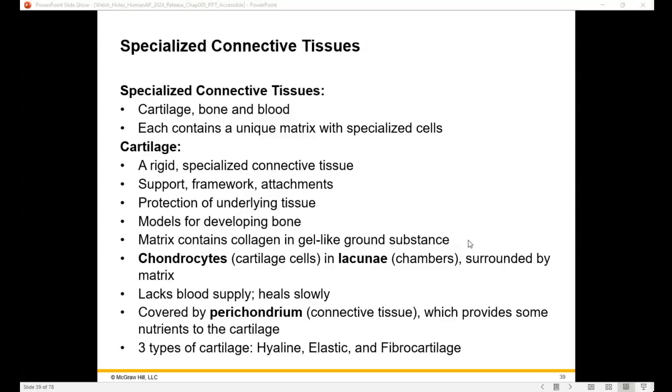The matrix contains collagen and gel-like ground substance. Chondrocytes, which are cartilage cells, are found in lacunae or chambers that are surrounded by matrix. Therefore, cartilage often has these holes in it, or they look like holes. They lack blood supply, so it does not heal quickly. Cartilage is covered by perichondrium, which is a connective tissue, and this provides some nutrients to the cartilage. There's three types of cartilage: hyaline, elastic, and fibrocartilage.